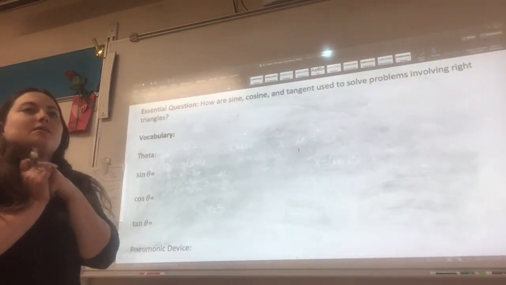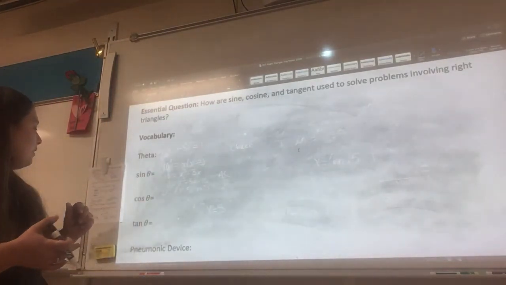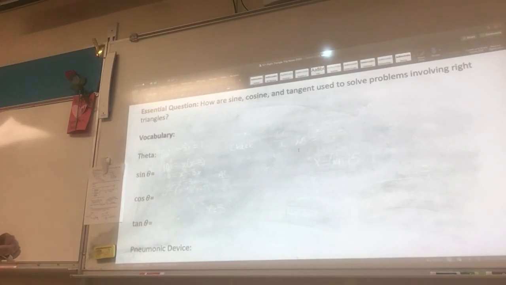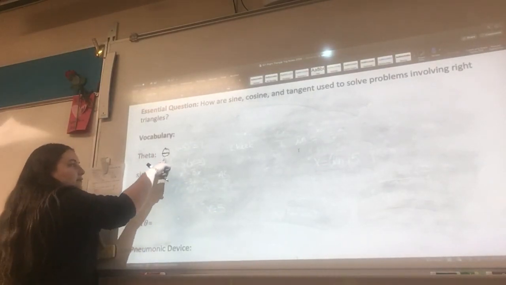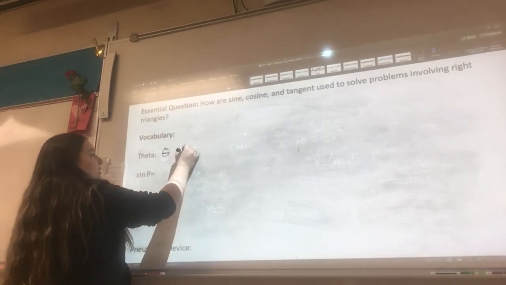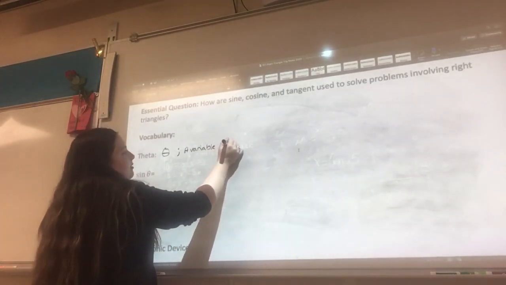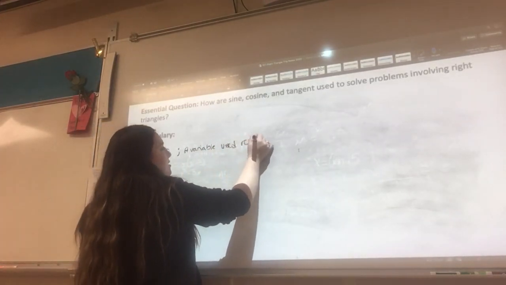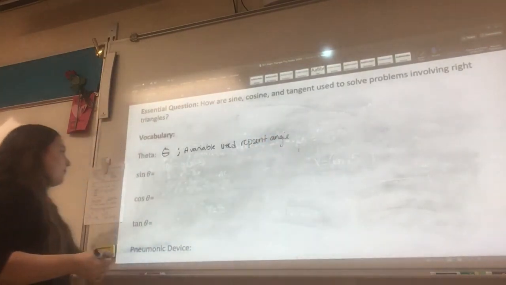So today we're just looking at right triangles, remembering sine, cosine, and tangent. Our vocabulary for today is theta. Theta is this lovely little symbol that's a 0 with a dash in it. It is a variable used to represent an angle. So it's just a placeholder for angles.